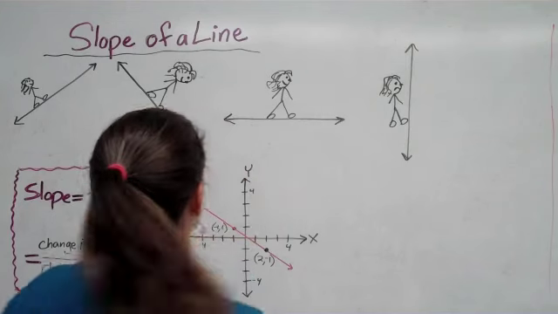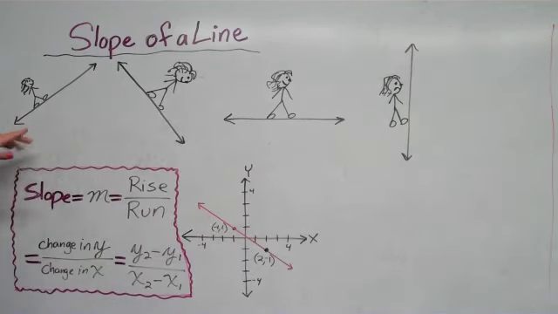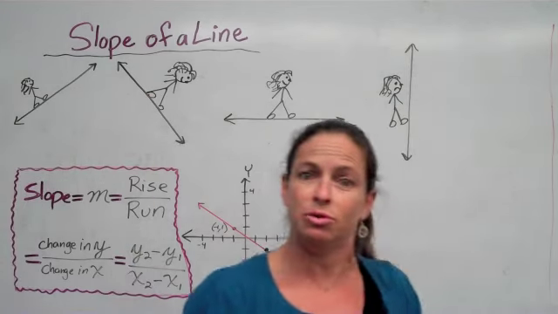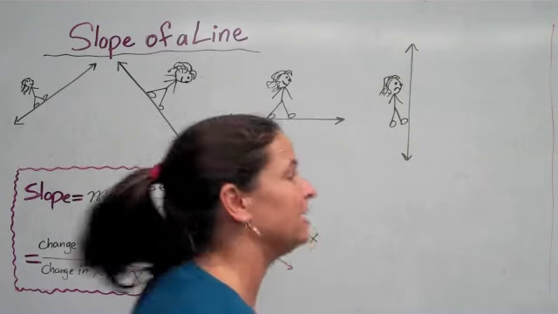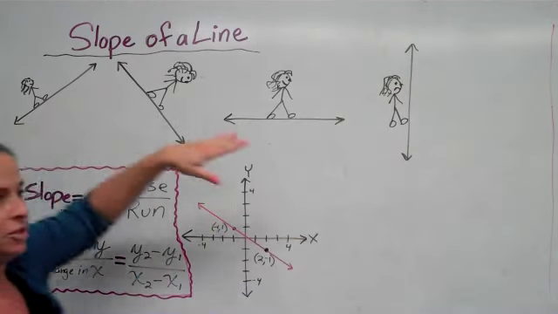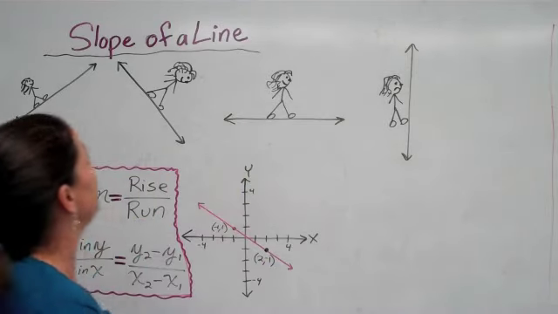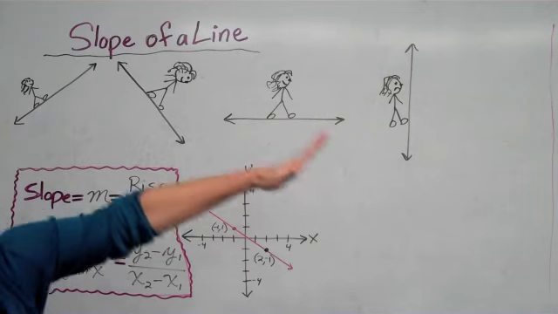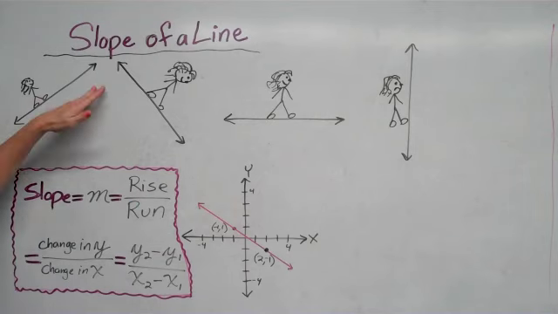Slope of a line. So here's our little guy. He is cruising. He's always going left to right, because which direction do we read? Left to right. So our little man is always going left to right. And the question is, what is the slope of the line? So on this one, he is going left to right and he is walking uphill.